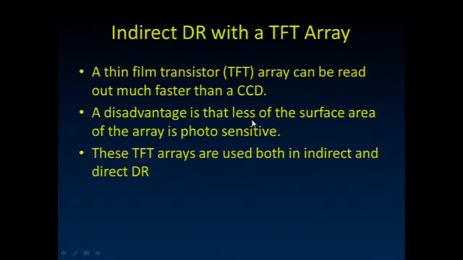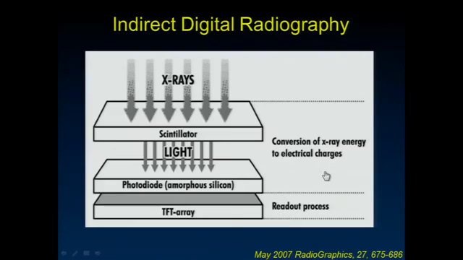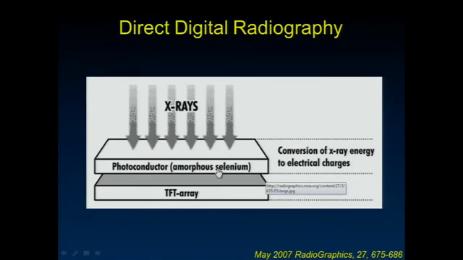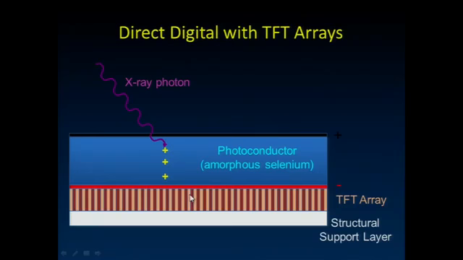The disadvantage compared to a CCD is that less of the surface area of those is photosensitive, so they're going to detect less of the visible light. And I've shown you that they can be used in both indirect and direct. You saw the amorphous silicon and the amorphous selenium ones in that picture. So here's that indirect using a scintillator. We've got that photodiode, and then we've got our array reading that out. And here's direct digital, where the X-rays strike this photoconductor, and then we've got that array just below that.